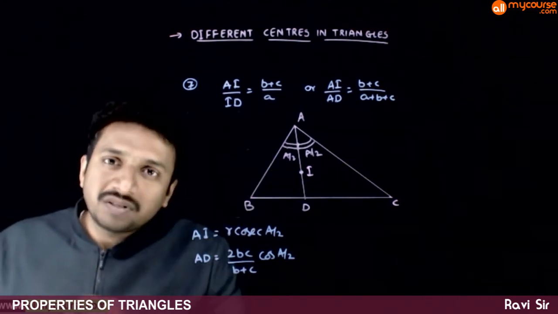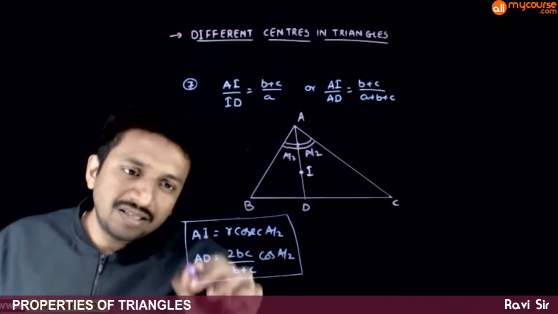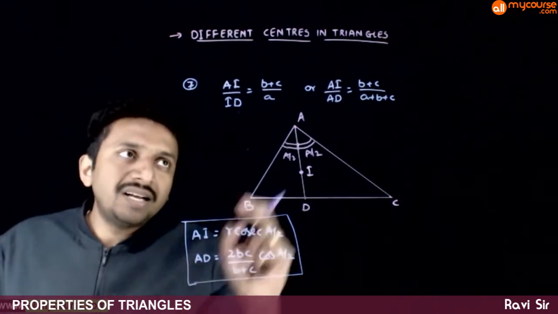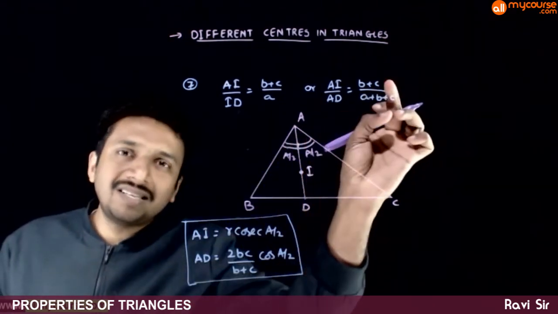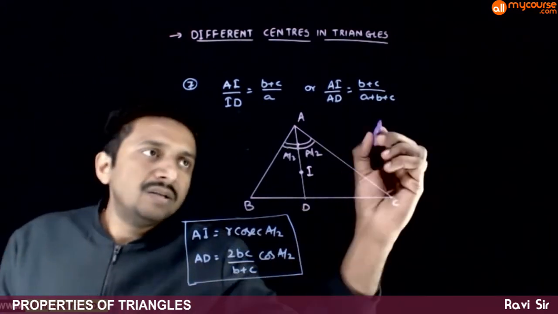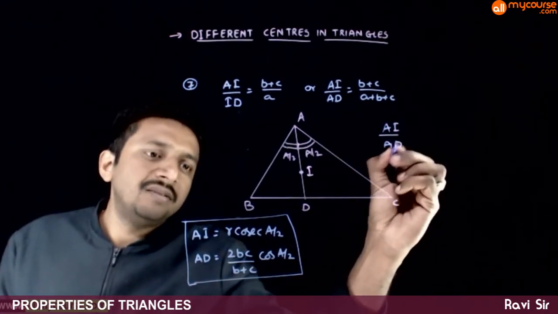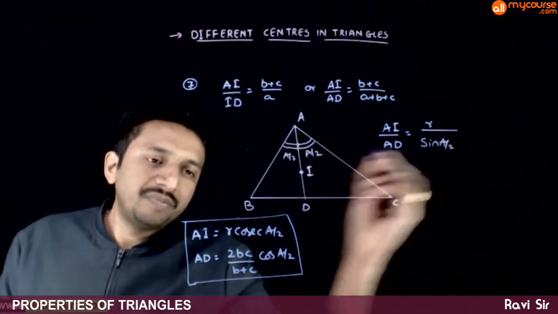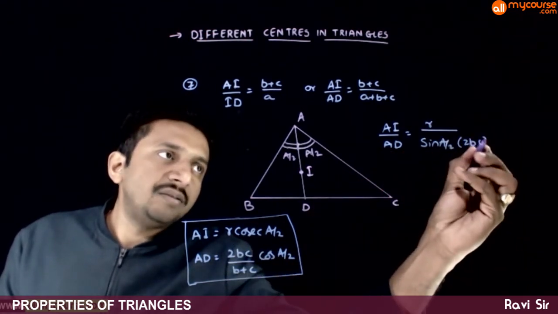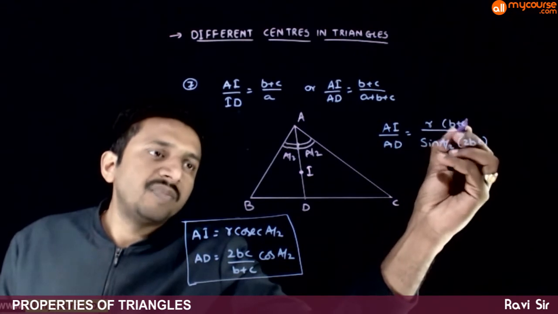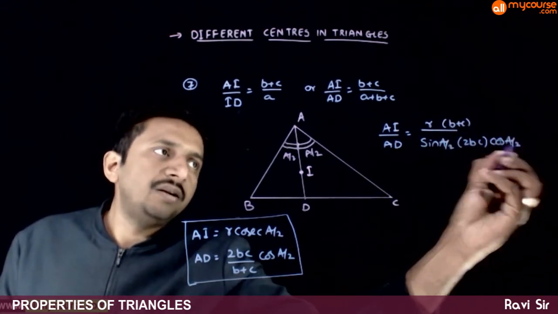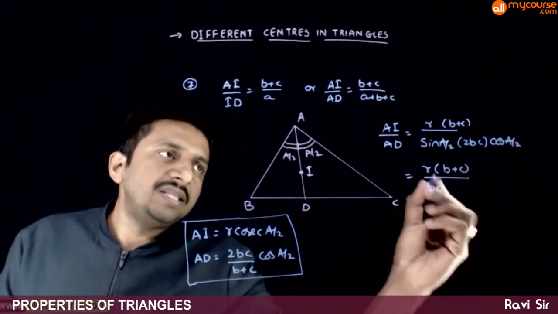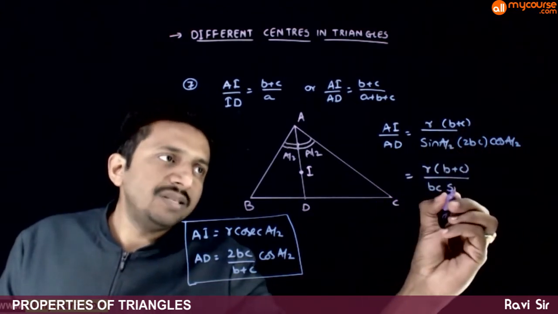So how do we prove this? We already have these two results. AI is equal to R cosecant A by 2, AD is equal to this. So let us see if the ratio of these two is exactly the same as B plus C by A plus B plus C. So what is AI by AD? R times cosecant A by 2 is nothing but R by sine A by 2 divided by 2BC by B plus C into cos A by 2. That is nothing but R times B plus C divided by BC times 2 sine A by 2 cos A by 2, which is sine A.